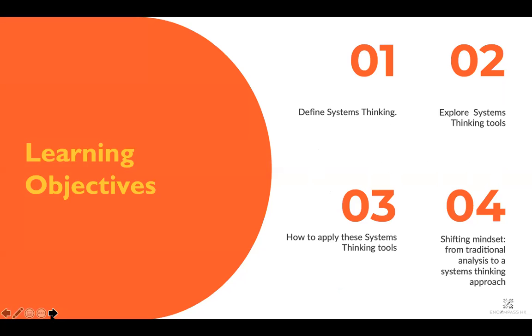So today, in one hour, I'm going to attempt to define what system thinking is. I'm going to show you some tools, and how we can apply these tools in businesses, or, as Vivian was saying, in a health or non-health setting, and how we shift our mindset from a traditional to a system thinking approach.